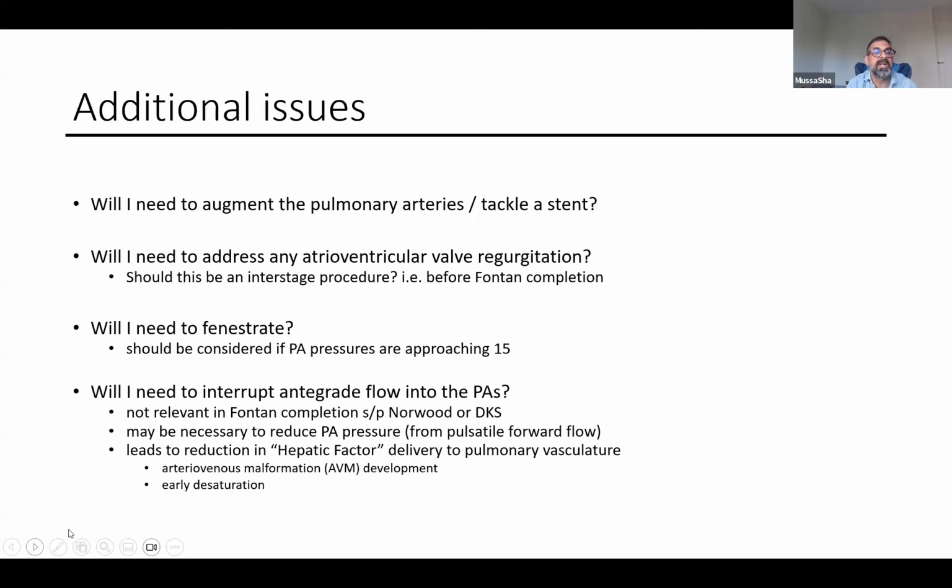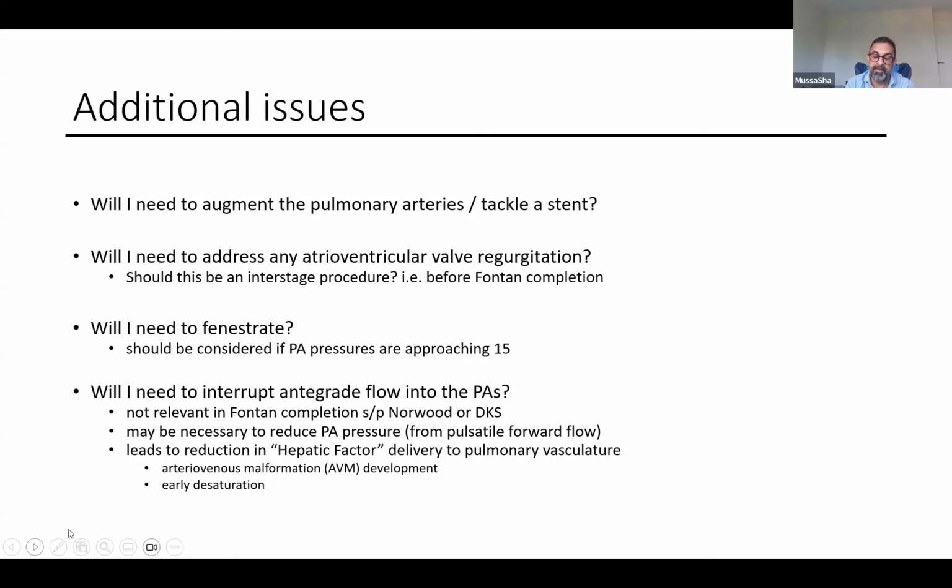Will I need to fenestrate? Again, if your PA pressures are approaching 15 or higher, the fenestration will be helpful in terms of trying to optimize ventricular function and also to act as a sort of, as I said earlier, pop-off valve to try and allow those ventricular pressures to come down slightly.